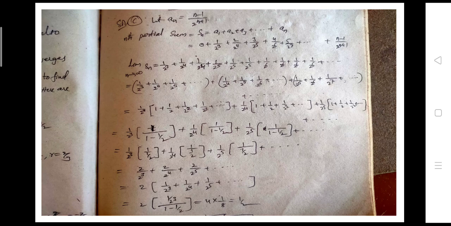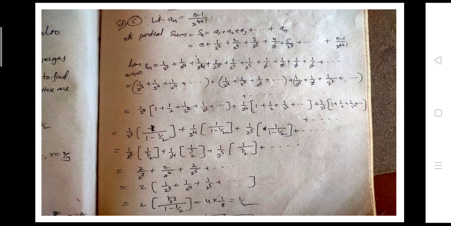Here these three are in the form of geometric series. Now find the sum of all the geometric series. 1 by 2 cube is common from the first series, 1 by 2 power 4 is common from the second series, and 1 by 2 power 5 is common from the third series, and so on. So 1 by 2 cube into, here what is the first term? 1, and the common ratio is 1 by 2. So a by 1 minus r, that is 1 by 2 cube into 1 by 1 minus 1 by 2.